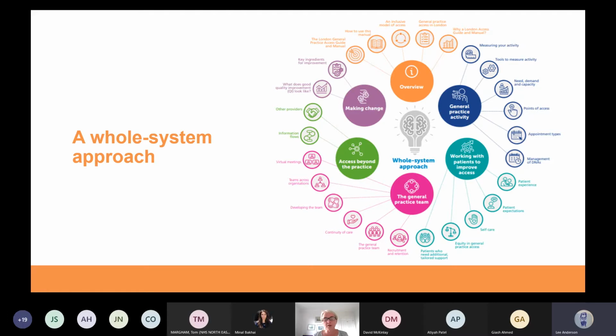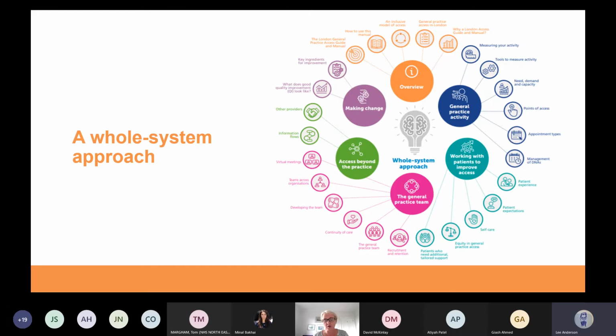As we go through the webinars, we're going to talk you through each section of the guide. Today we're going to look at the overview and the general practice activity section, and next week at working with patients. The following week, how to recruit and retain the right team and support them to deliver good access. Week 4, we'll look at access beyond the practice, recognising that general practice works within a wider health, social care and societal system, and how we work with teams beyond, both to support our patients to use other services and for other services to direct patients appropriately to us.